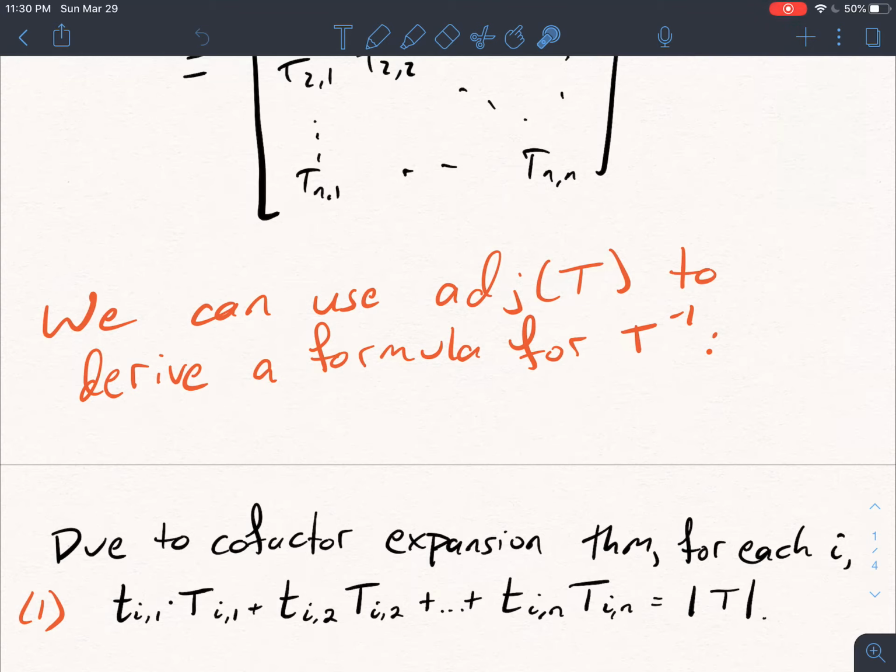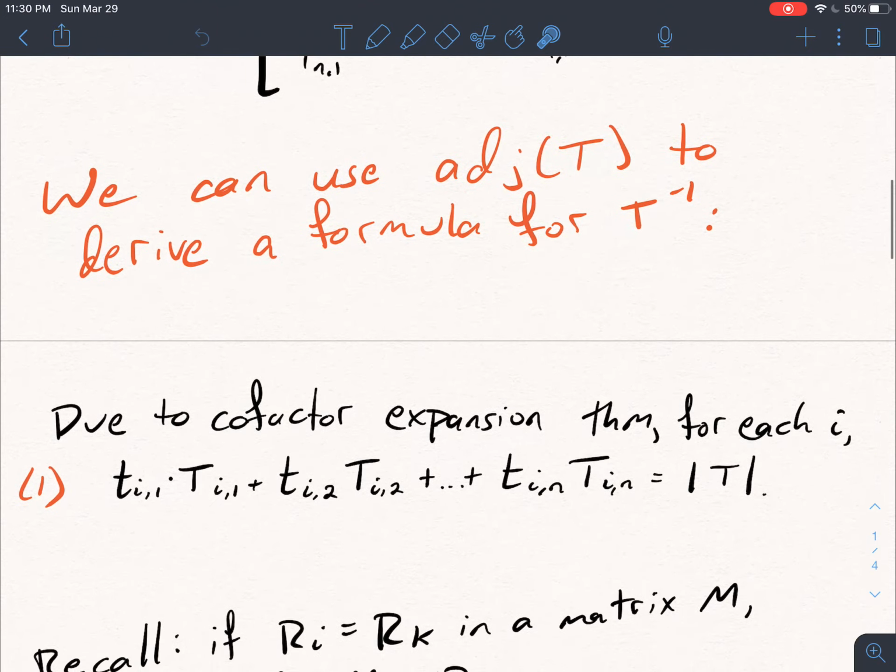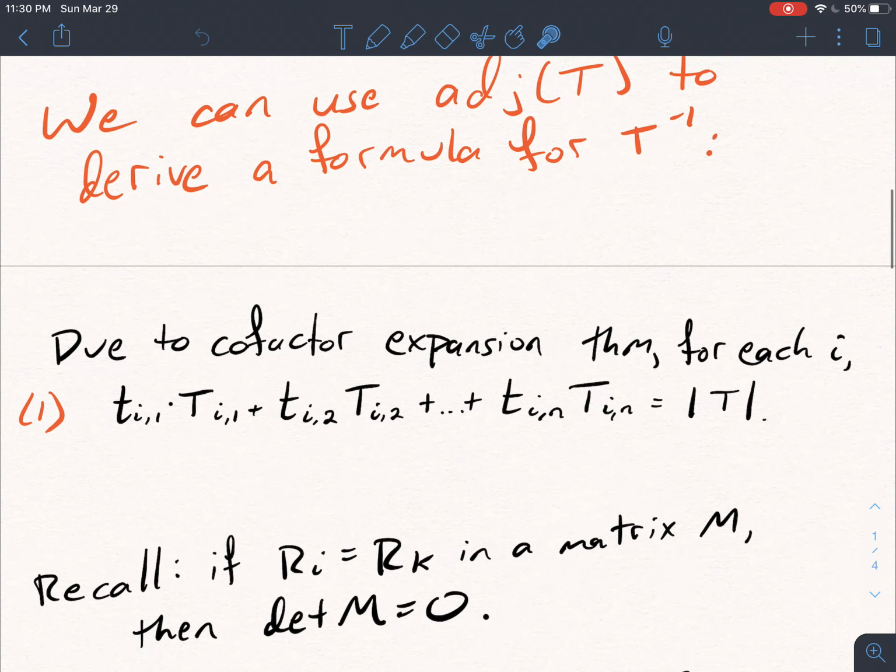So here's how. First things first, here is equation 1. That'll be useful. So Ti1 times capital Ti1: this is the i1 entry of T, and capital Ti1 is the i1 cofactor of T, and so on and so forth. So this side of the equation represents cofactor expansion along row i of the matrix T. And cofactor expansion says that this expansion is equal to the determinant of T. So this equation is true just by the cofactor expansion theorem.